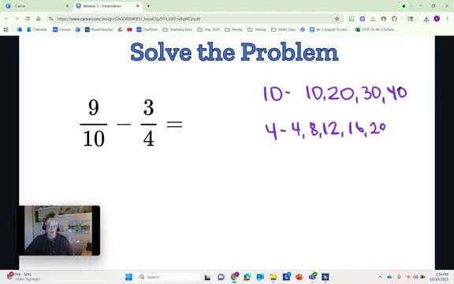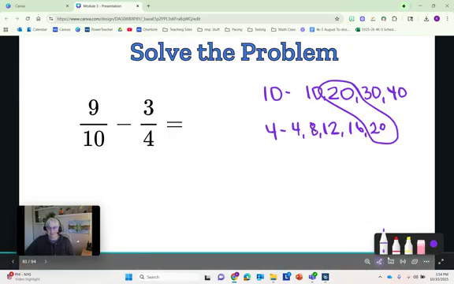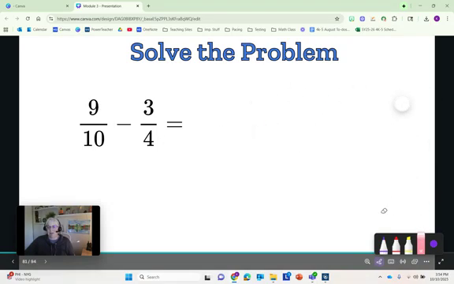You might have thought 40 was the least common multiple because I know that 4 times 10 is 40. And it is a common multiple, but we have one that is smaller, and that is 20. Those they have in common. So the least common multiple for 9/10 and 3/4 is 20. I'm sorry, the least common multiple for 10 and 4 is 20. So let's rebuild this equation here and get it solved.